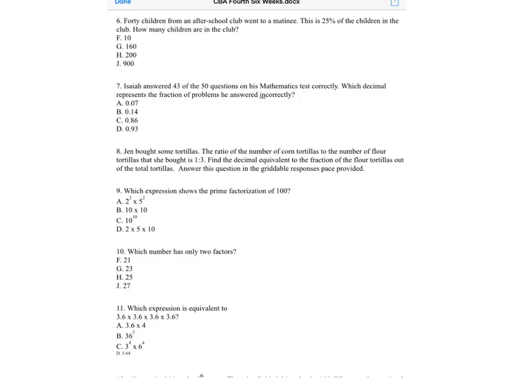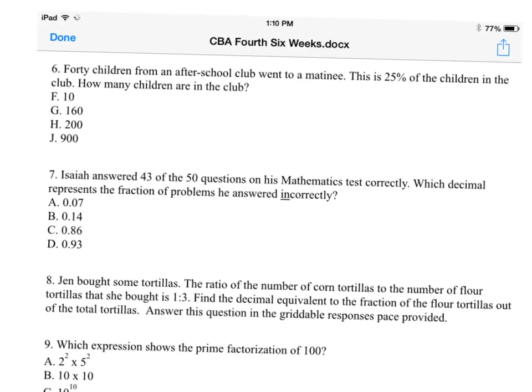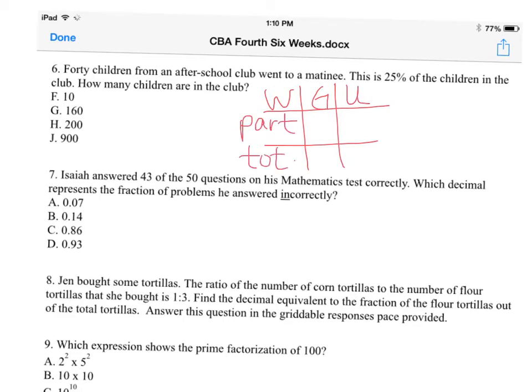Okay, 40 children from an after-school club went to a matinee. This is 25% of the children in the club. How many children are in the club? We're talking about part and total. So 40 children went to the matinee, which is 25%. We don't know how many there are, but 40 of them went.